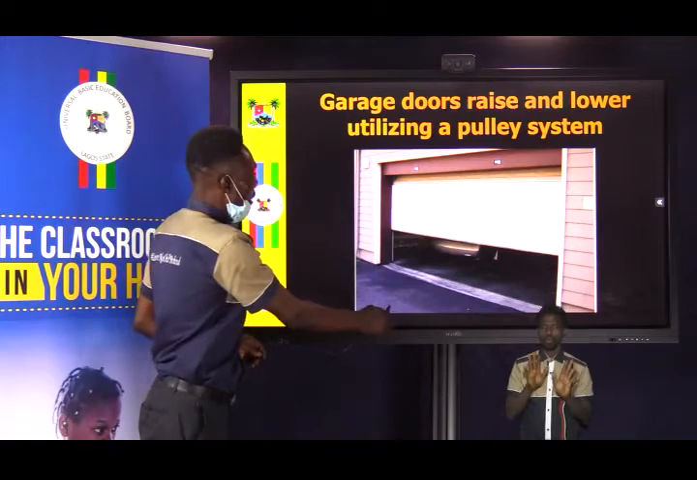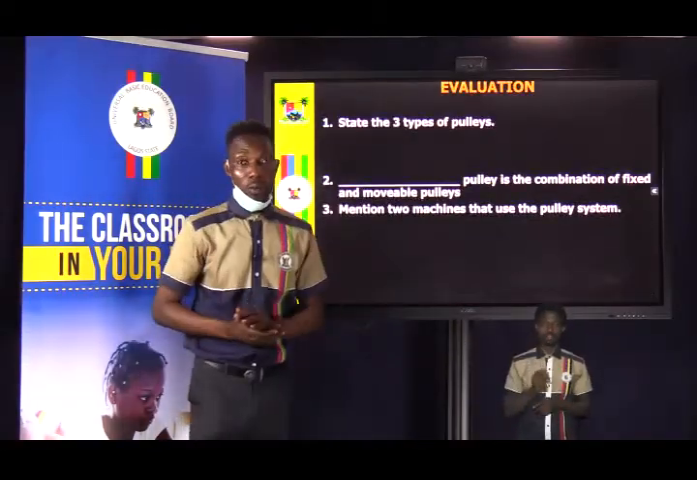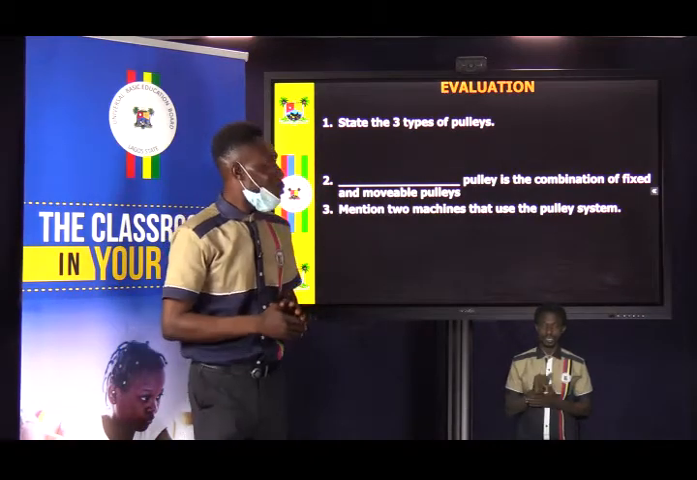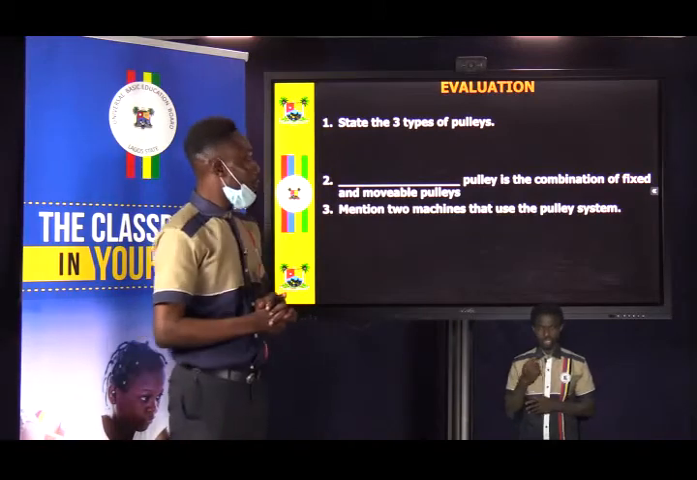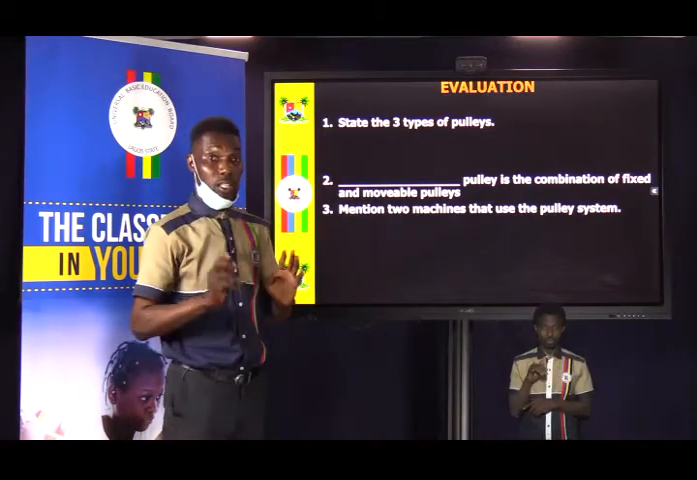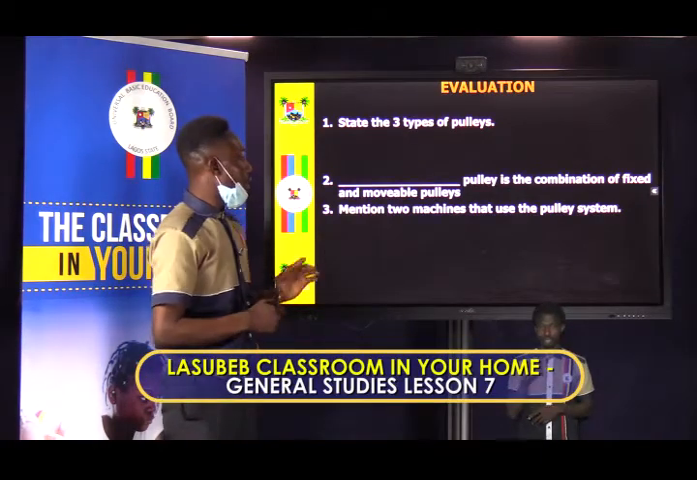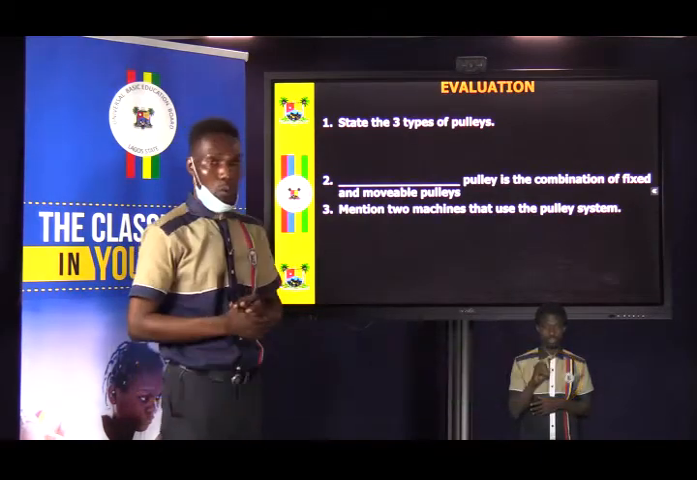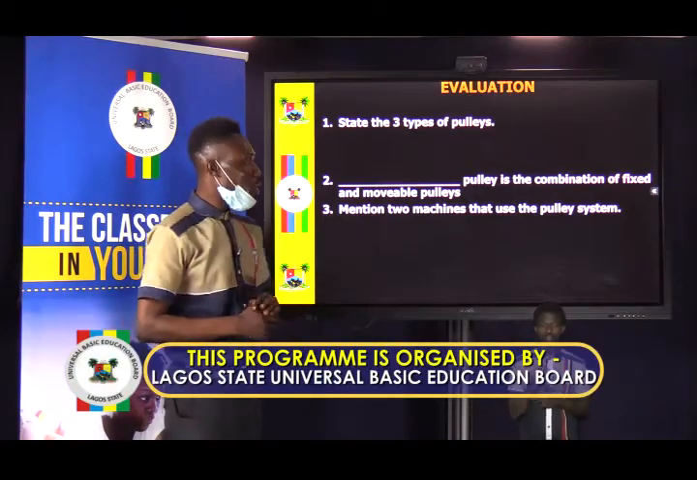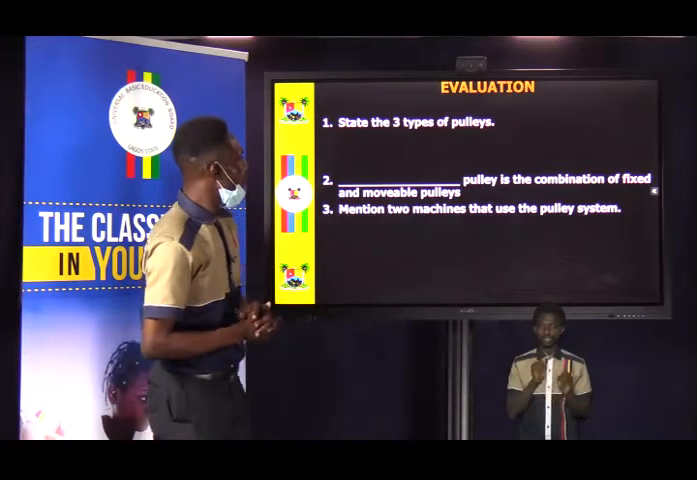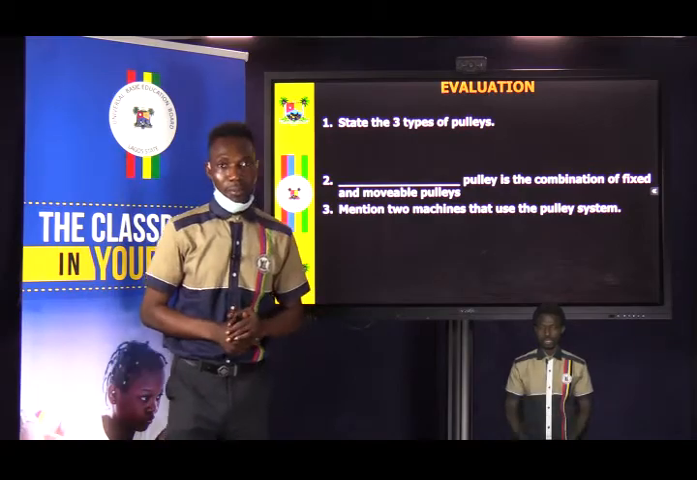That's another. Okay, it's time for evaluation. So I have just 3 questions that you need to answer. The first question, state the 3 types of pulleys. We discussed the 3 types of pulley today. Number 2, blank pulley is the combination of fixed and movable pulleys. And number 3, mention 2 machines that use the pulley system. You have just 40 seconds to attempt this. Your time starts now.